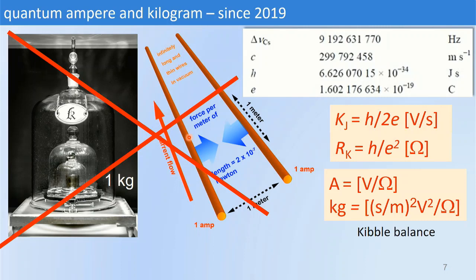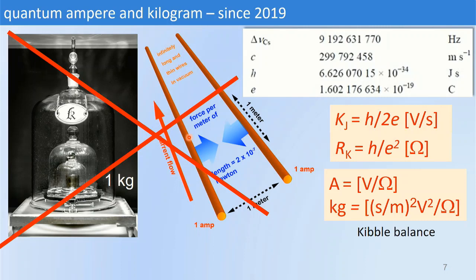Why could we do that? We could do that because there are two beautiful macroscopic quantum phenomena, which allow us to go from this atomic level, from this quantum level, to the macroscopic world. One of them is superconductivity, and in particular, it is the Josephson effect. We know that the Josephson effect converts frequency to voltage.